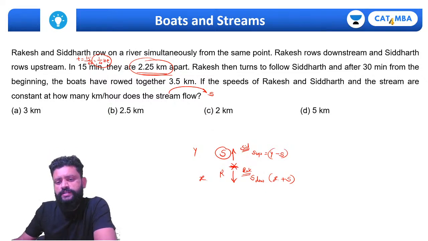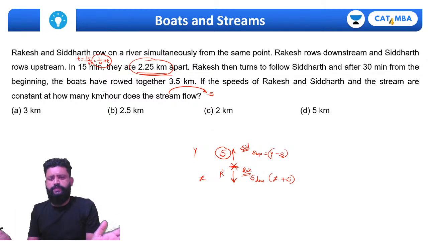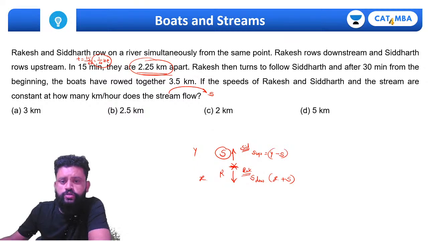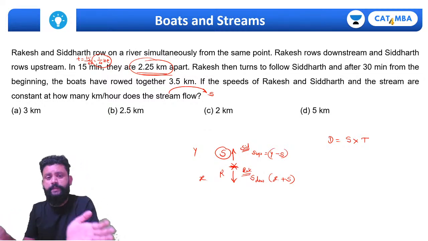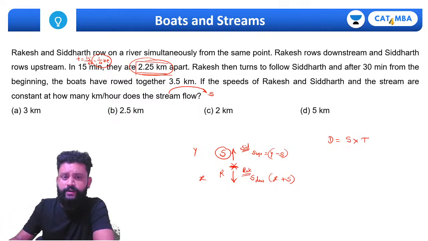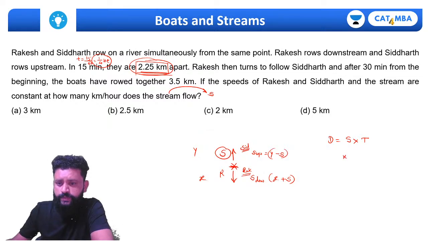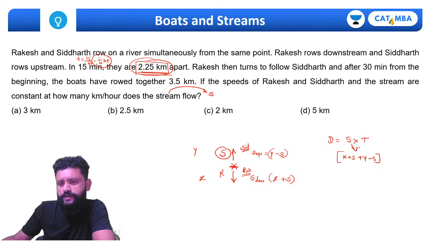Okay, so after that we know, what will the relative speed be here? They are going in opposite directions, so we have to add both speeds, right. So we know distance is equal to speed into time. Together they have traveled this distance, 2.25 kilometers. So what will the speed be here, x plus s plus y minus s. Have you understood this part?